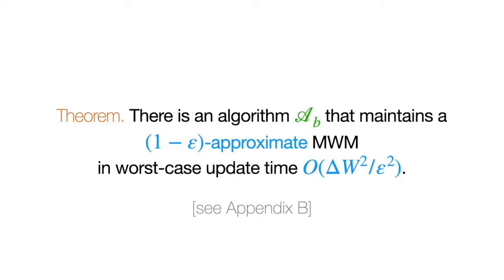Next, we'll need a dynamic weighted matching algorithm for bounded degree graphs. In our paper, we describe a simple algorithm that maintains a 1 minus epsilon approximate maximum weight matching in update time delta times W squared over epsilon squared, where delta is the maximum degree of the graph. If you're familiar with the dynamic unweighted matching algorithm by Gupta and Peng, this is basically a weighted analog. The algorithm works by lazily recomputing an approximate maximum weight matching from scratch using an efficient static algorithm.